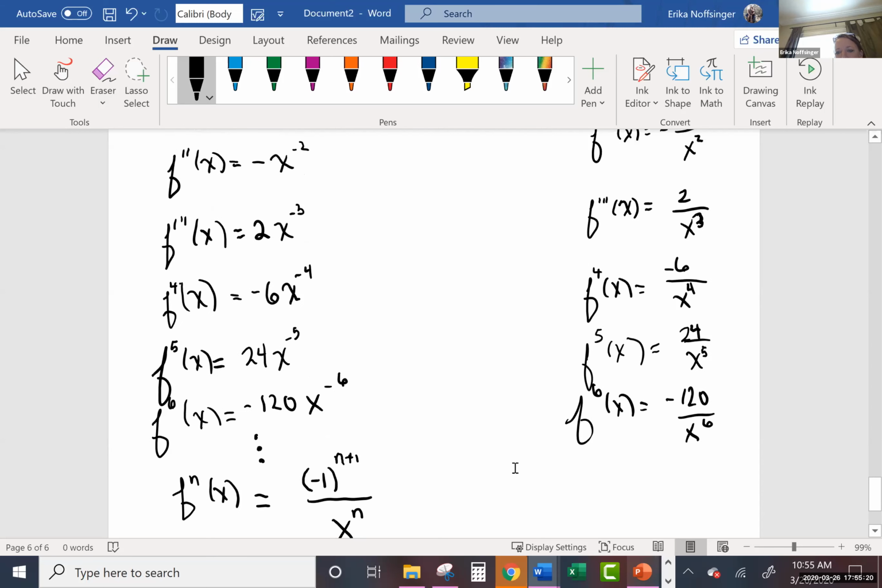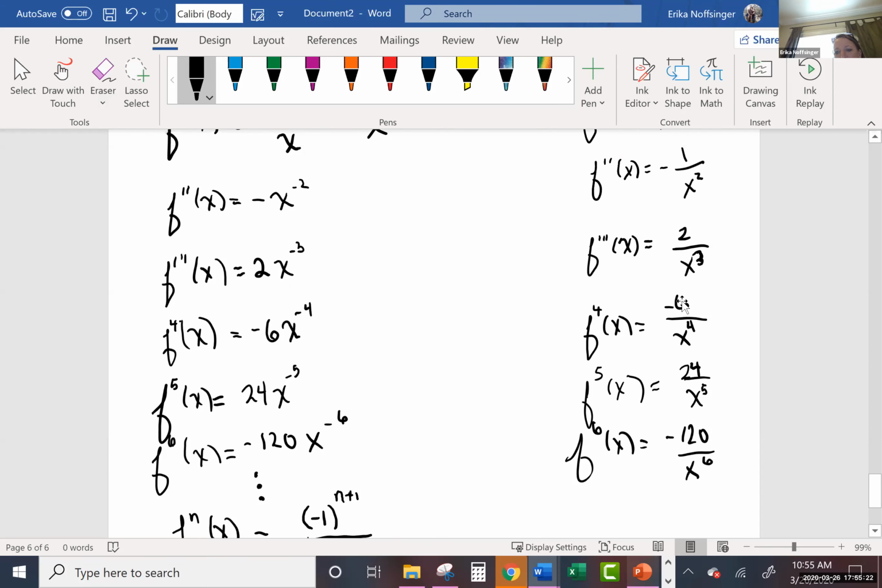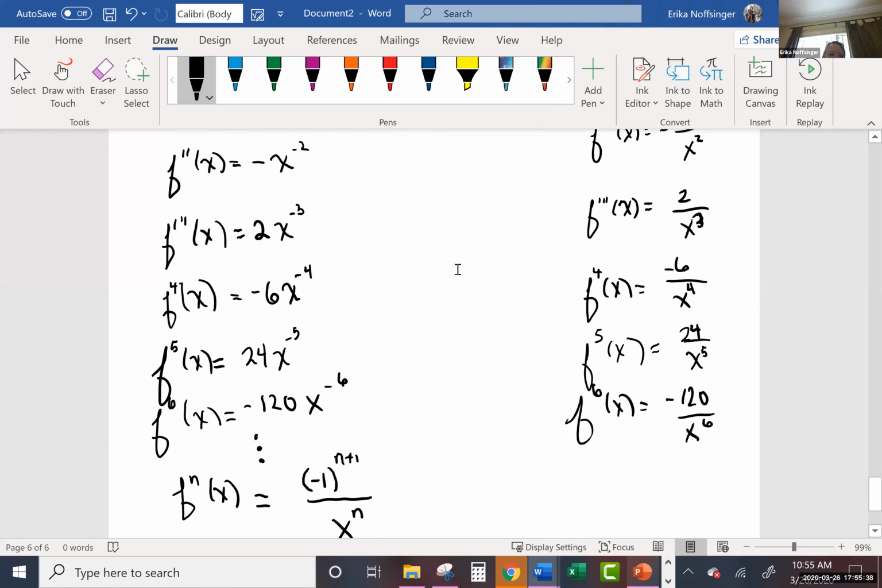Now the question is, how do I get this number up here? 1, 2, 6, 24, 120. Oops, I'm glad that was my calculator and not my phone. I dropped something. Would you multiply the numerator times the exponent of the denominator? Yeah, but how are we going to write this?